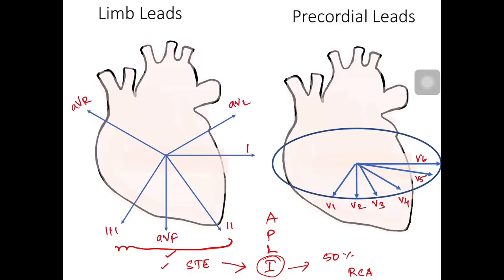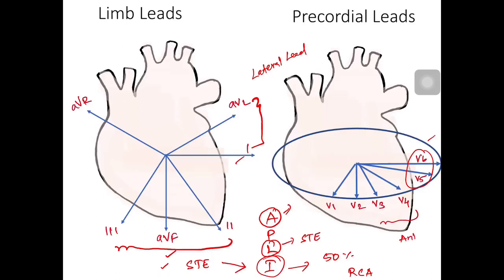So this is inferior, and these two, aVL and lead 1, along with the chest leads V5 and V6, represent the lateral leads. So whenever there is a lateral MI, aVL, 1, V5 and V6 will show ST segment elevation. And this is anterior. Anterior MI will be mainly seen in V3 and V4. These are called anterior chest leads. V5, V6 are lateral, and V1, V2 is the septal.